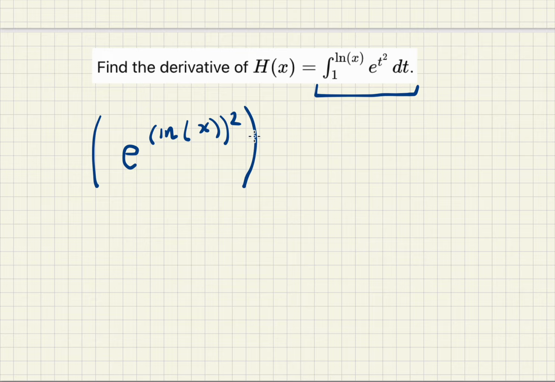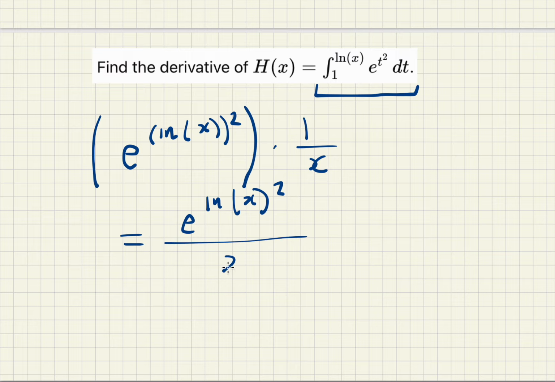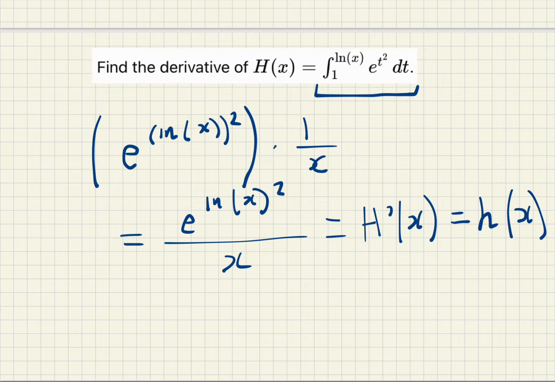So the derivative of the upper bound, natural log of x, is just 1 over x. So you can write this as e to the power of ln of x squared divided by x. So that's equal to h prime of x, which is the derivative of h of x. That's also the original lowercase h of x function.